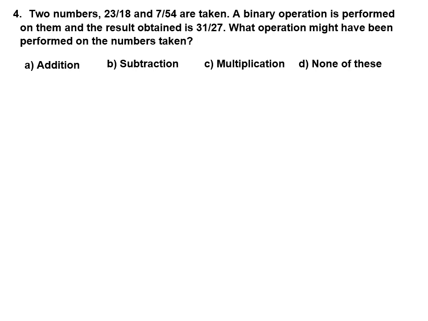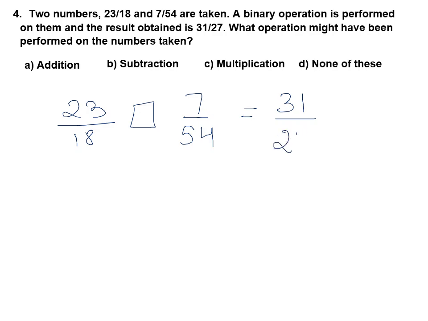तो चलिए स्टार्ट करते हैं फोर्थ क्वेश्चन से. Two numbers 23 by 18 and 7 by 54 are taken. A binary operation is performed on them and the result obtained is 31 by 27. What operation might have been performed on them? That means 23 by 18 और 7 by 54 के बीच में कुछ तो हमने ऑपरेट किया, so that our answer came out to be 31 by 27.